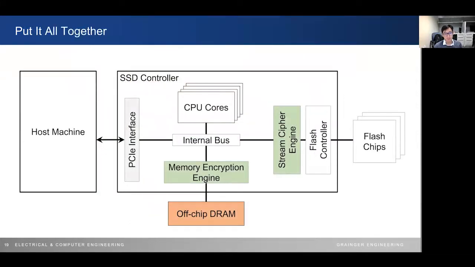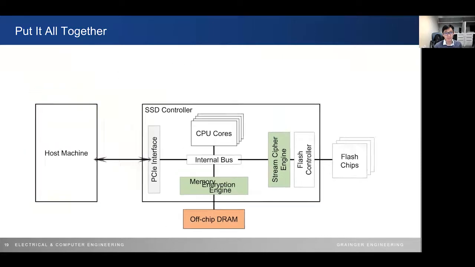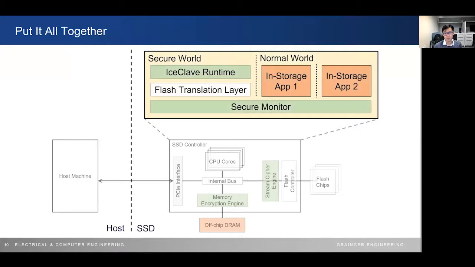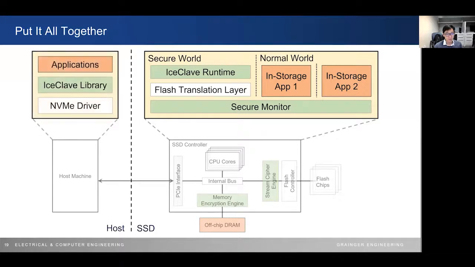So now we have all these design components, and putting them all together, we have the following architecture for IceClave. To mitigate physical attacks, we added the memory encryption engine and the stream cipher engine, as we have just discussed. Also, we developed the IceClave runtime to leverage ARM TrustZone technology and implement security isolation. We also built a host-side IceClave library for users to offload their applications to the SSD.